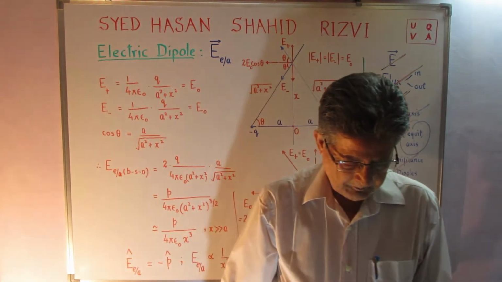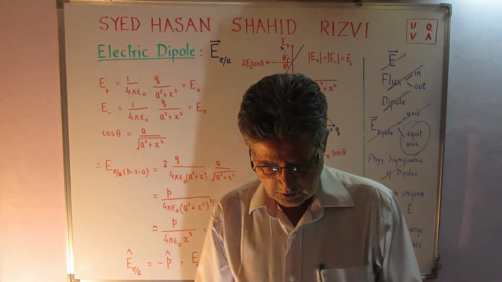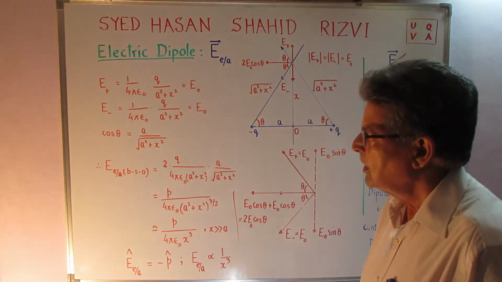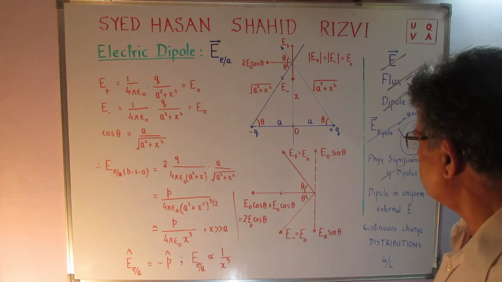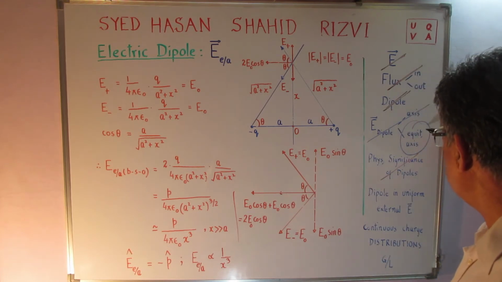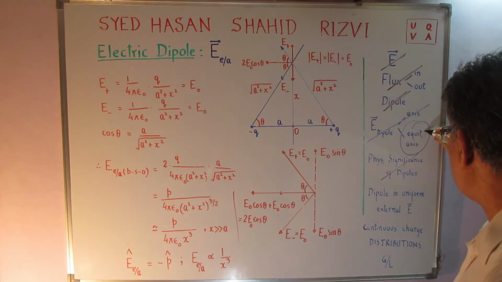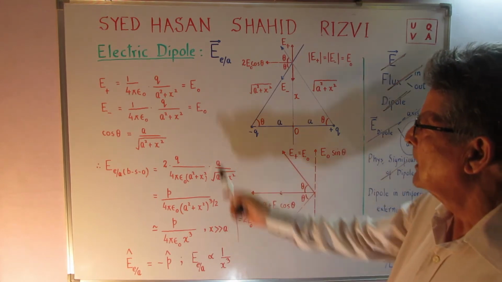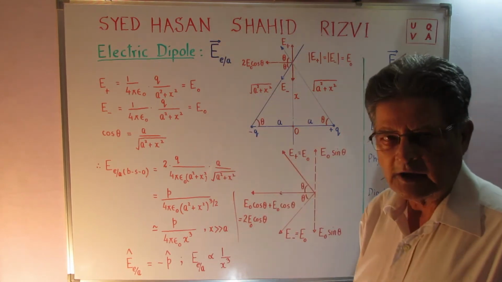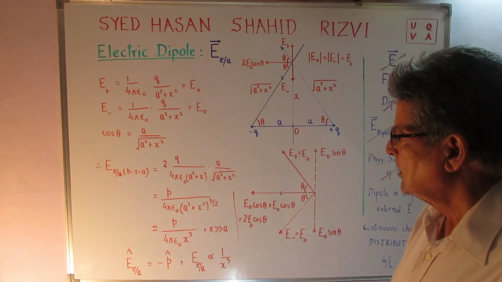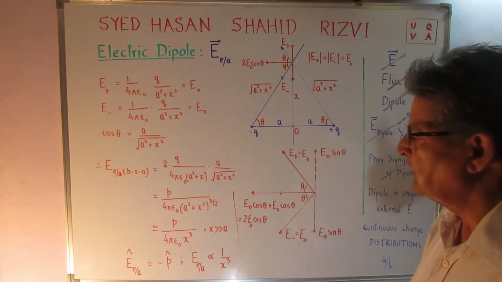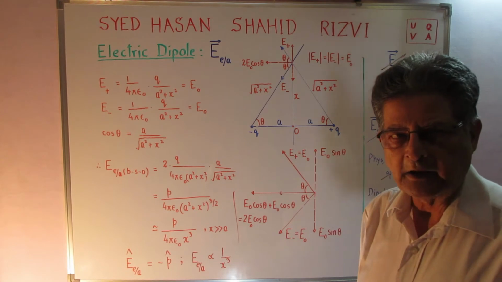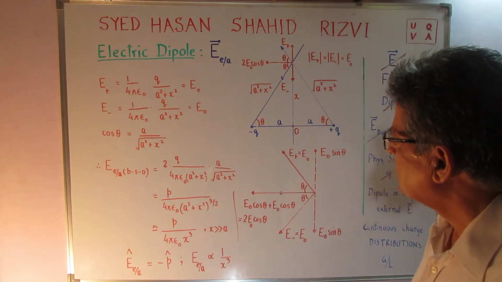As I told you yesterday, today for the electric dipole, we will deal with the equatorial axis. Okay, the electric field at the equatorial axis, which lies in the equatorial plane of the dipole.